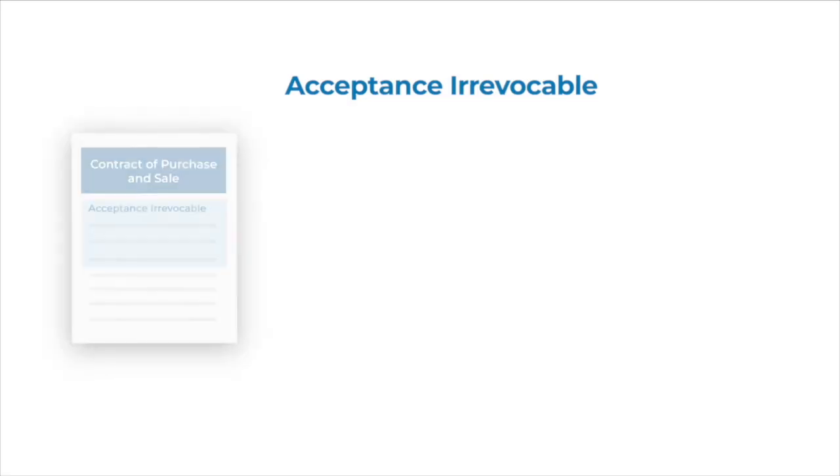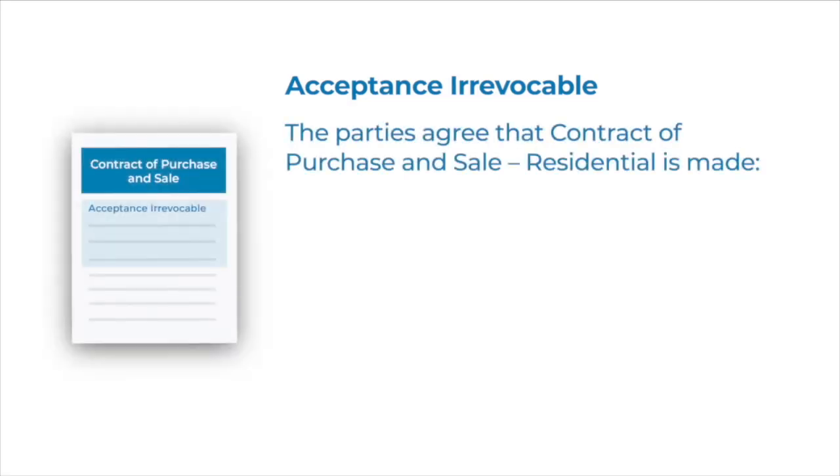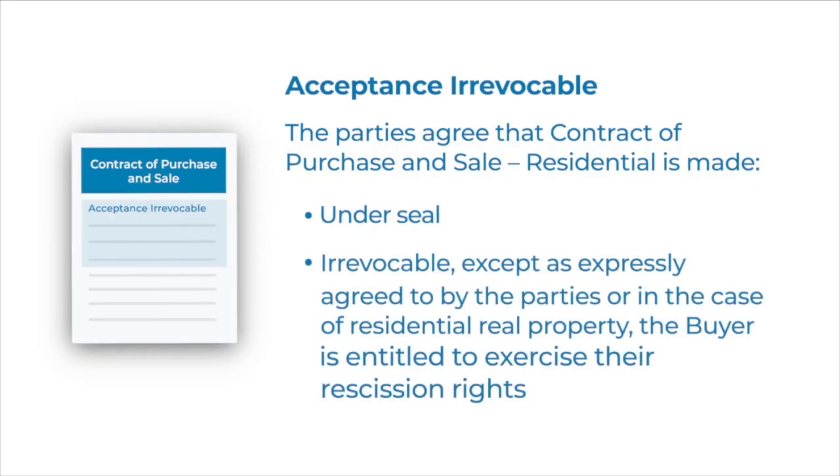Acceptance irrevocable. In this section, parties agree that the contract of purchase and sale residential is made under seal and is irrevocable, except as expressly agreed to by the parties, or in the case of residential real property, if the buyer is entitled to exercise their rescission rights. To confirm this intention, parties must insert their initials where indicated.